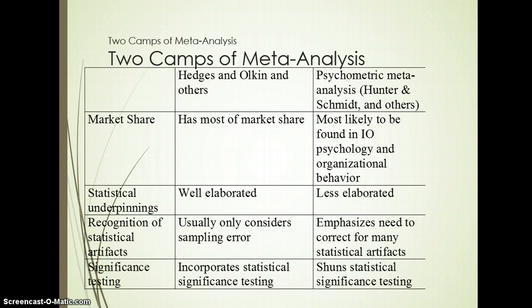So as far as the Hedges and Olkin tradition, certainly this is the type that I think is more widespread across different scientific disciplines. Within my own area of management, we see this psychometric approach. So this is industrial organizational psychology, organizational behavior, and also in other areas within general psychology. There are other differences related to the statistical underpinnings, the recognition of statistical artifacts, and then the use of significance testing, which is something that we'll be discussing in a couple of slides.